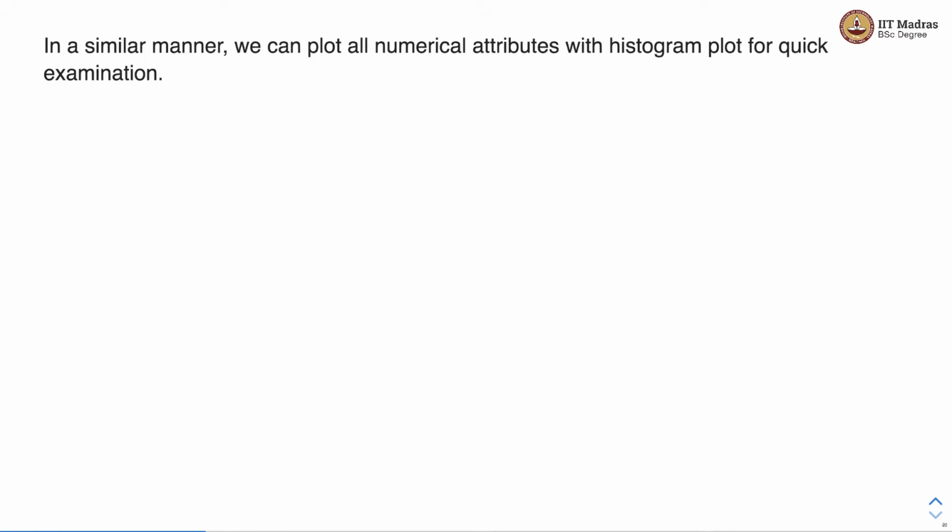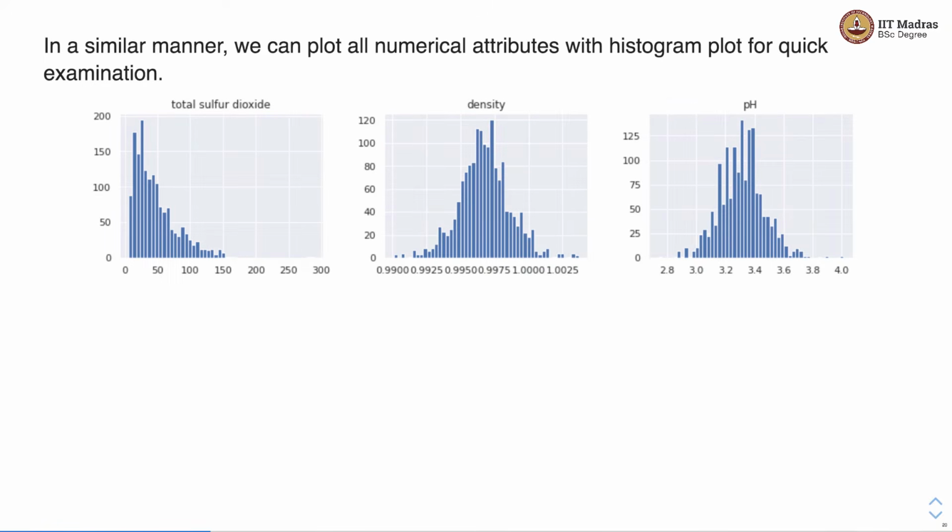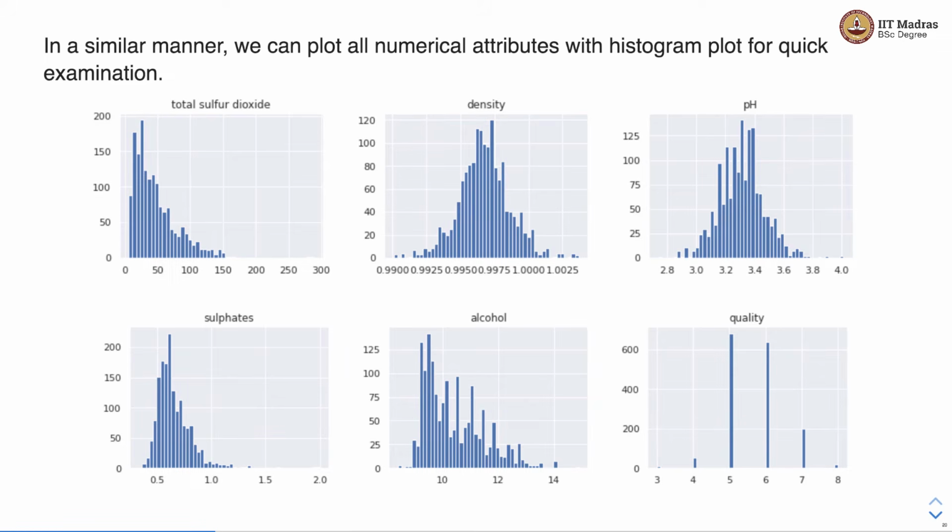In a similar manner, we can plot all numerical attributes with histogram plots. So you can see histogram plots of different features here. And we have also included the histogram plot of the quality for your reference. The x-axis in this plot shows the value of the corresponding feature and the y-axis is the count in that particular bin. So the values of the features are divided into a fixed number of bins and we count the number of values in each bin, which is on the y-axis.